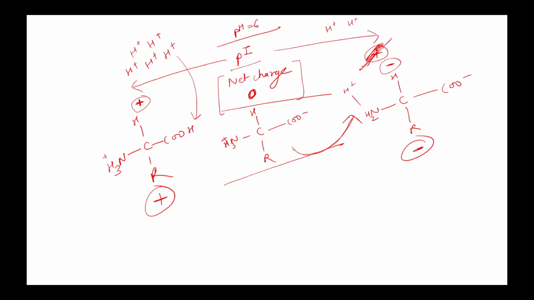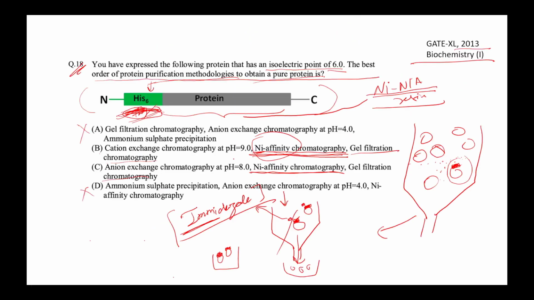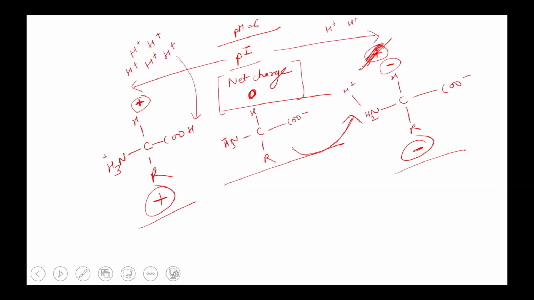Okay, so at pH above pI, the protein remains in negative form, and at pH below pI, the protein remains in the positively charged form. Okay, so in the question they have given, in both cases the pH which they are using is 9 and 8, which is higher than 6. So at pH 8 or 9, the protein is negatively charged.